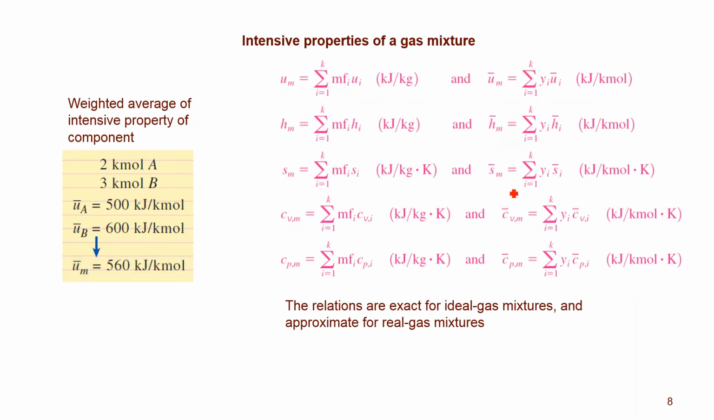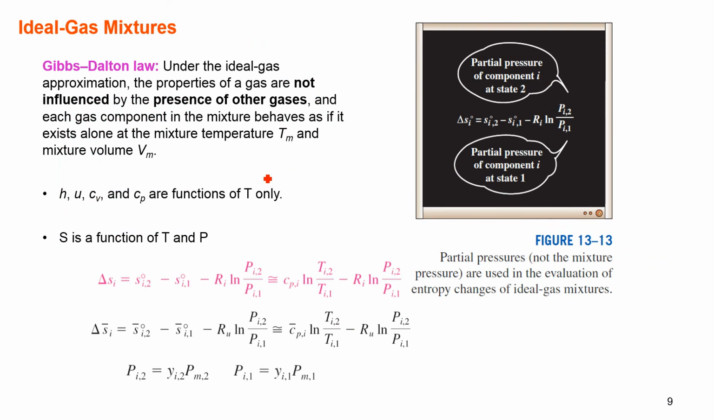And also we discussed the Gibbs-Dalton law. The Gibbs-Dalton law is a useful law when it comes to considering ideal gases. The Gibbs-Dalton rule says that when you are considering ideal gas mixtures, the presence of other gases does not affect the properties of the gas of interest. The gas of interest behaves as if it is at the temperature and volume of the mixture. Also, in an ideal gas mixture, enthalpy, internal energy, and specific heat are functions of temperature only. However, entropy is a function of temperature and pressure.